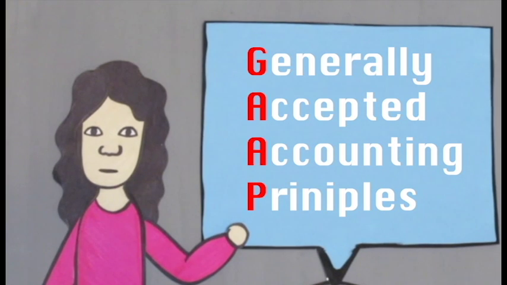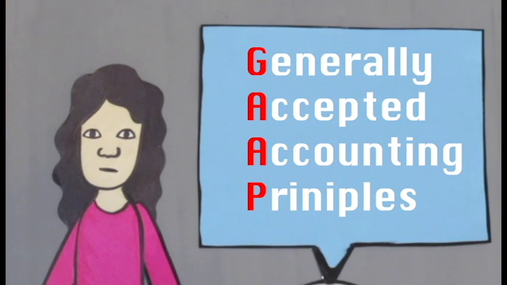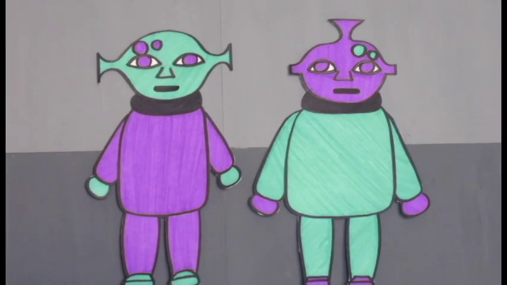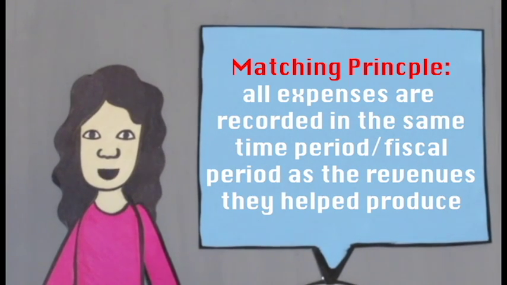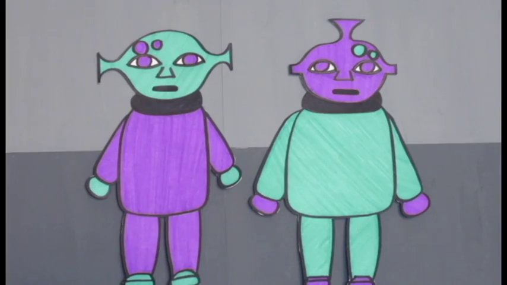Alright, so the matching principle is one of the main GAAPs that accountants use every day to ensure that their company's financial reports are accurate. What's an accountant? Who cares? Just listen. The matching principle states that all expenses are recorded in the same time period that they help produce revenue in. What does that even mean?